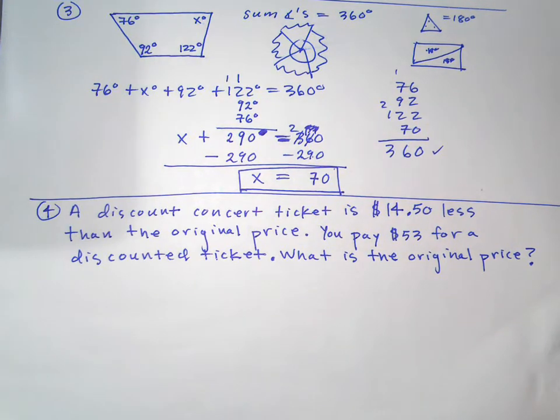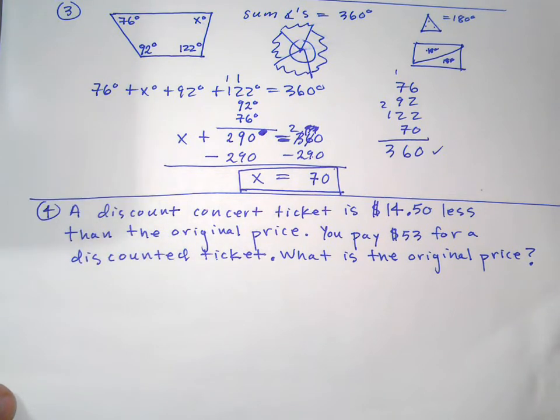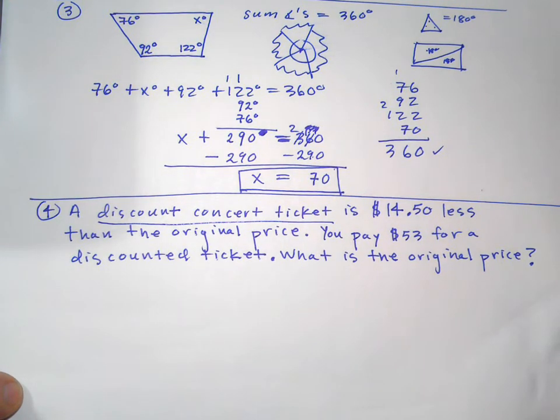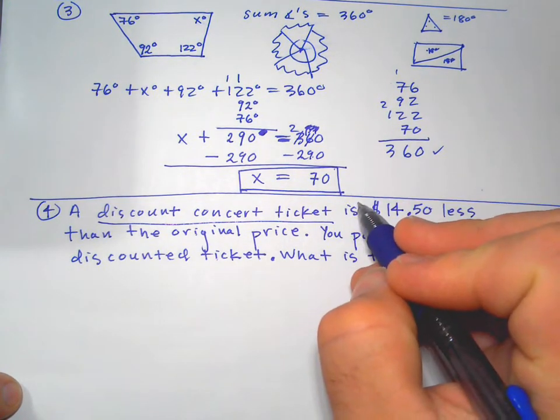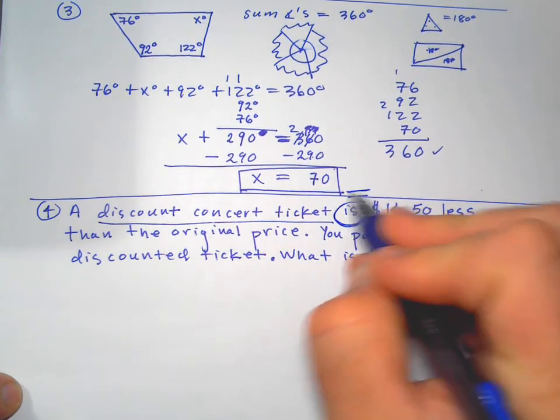Now, the first thing you want to do on a word problem is we probably want to try and change this into kind of like what we typically see with math problems. Okay. Now, when you write this, it says, okay, a discount concert ticket is. Now, usually, if we're translating from words to symbols, if you see an "is," that's an equal sign. Okay.